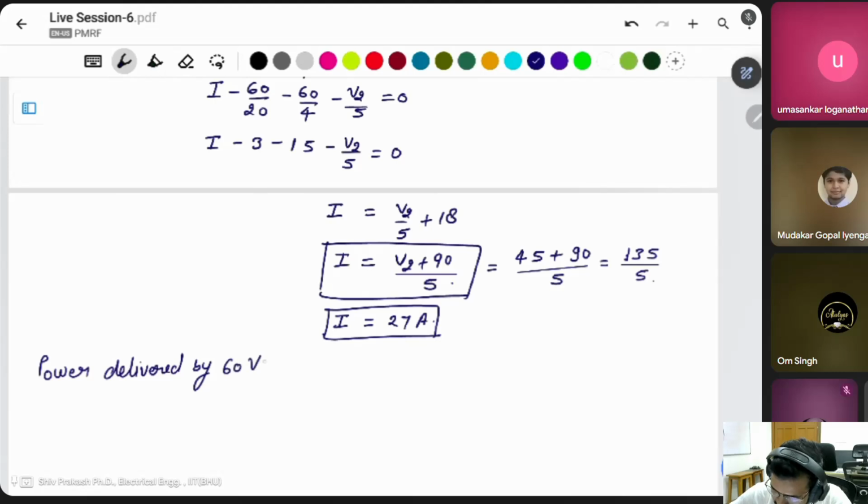By the 60 volt source, voltage and current, we can multiply these two. 60 into 27 is equal to 1620 watt.